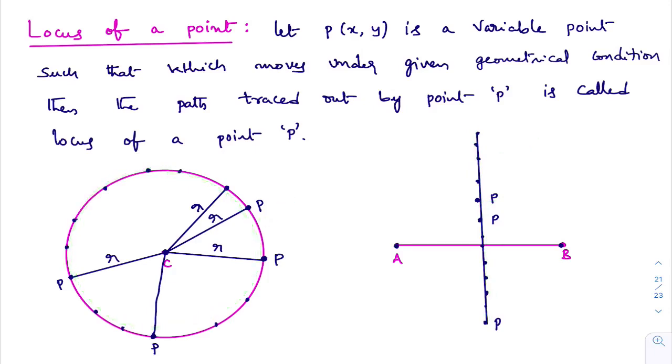Here I have just taken two small examples. Based on the condition, sometimes you will get a parabola. Based on the condition, sometimes you will get an ellipse. Like that, different shapes we will get. I hope you are understanding.